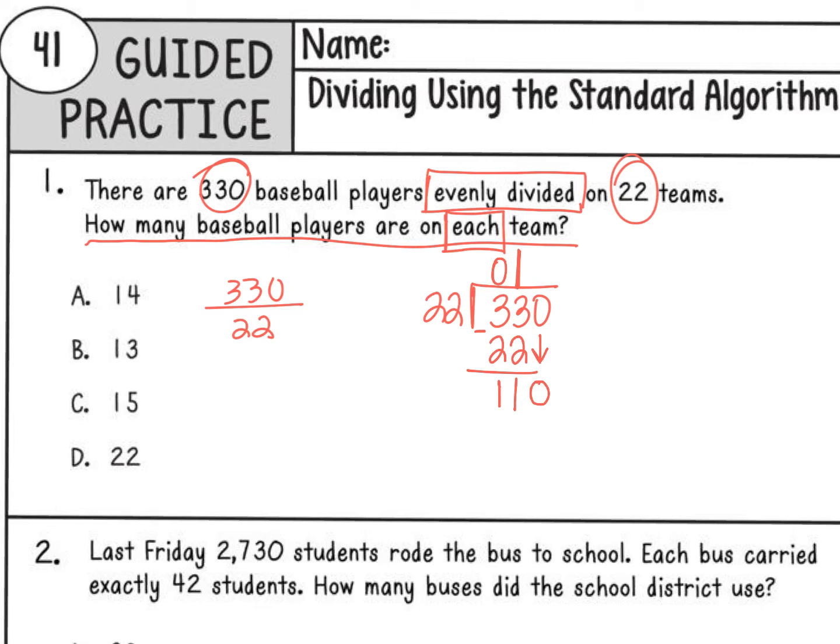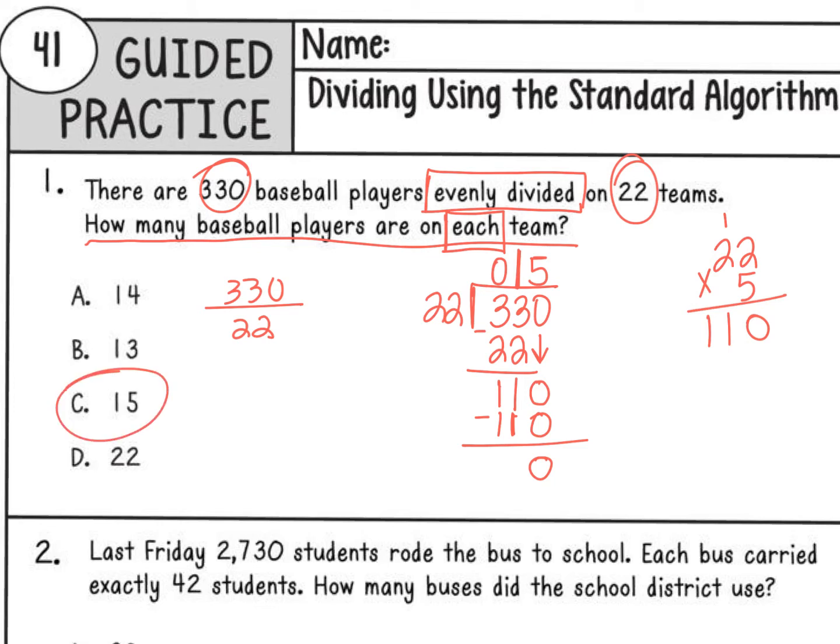And then Rover says repeat. Now, can 22 go into 110? Yes. Ooh, how many times? 5. Exactly 5. Let's see. Mom tells me to multiply, so let's test it out. And it is exactly 5 times. So we've multiplied it. And sister tells me to subtract. I have nothing left to bring down, so I'm done. And my answer is 15 players.